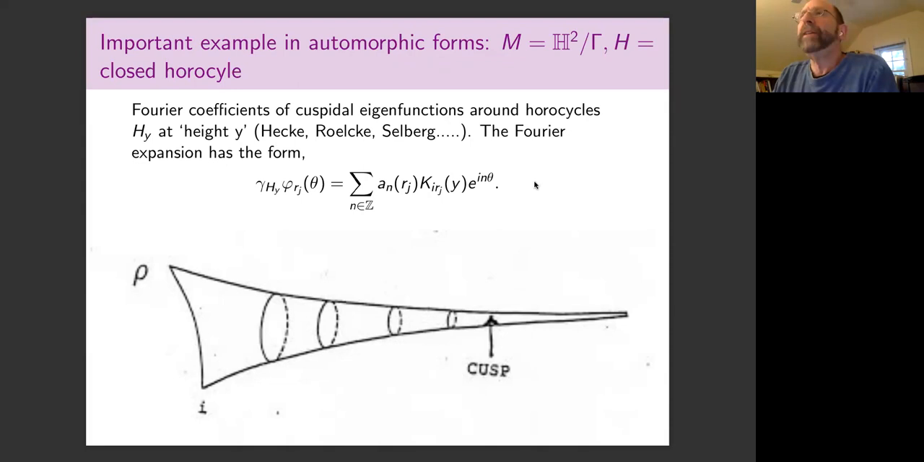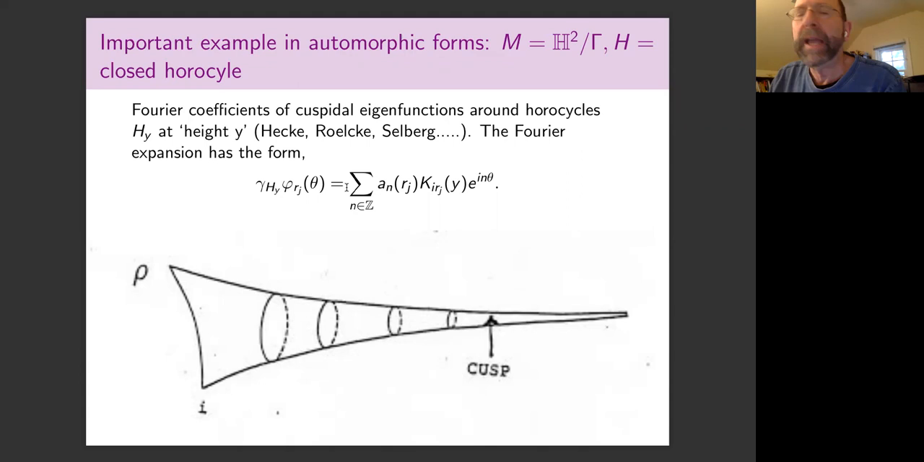We have the upper half plane modulo SL2Z. It has a cusp. Usually we write it going from bottom to top, but it didn't fit on the page, so we write it from left to right. And the y coordinate is the horizontal coordinate. So we have a lot of these closed horocycles, and you restrict an eigenfunction on the surface. This is assumed to be what's called a cusp form, a cuspidal eigenfunction, which means its zeroth Fourier coefficient vanishes.